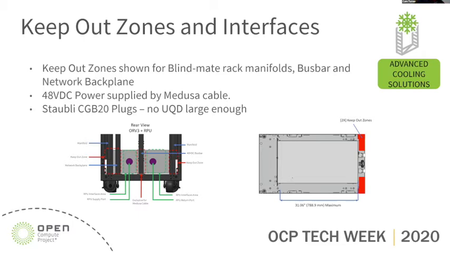So the keep-out zones that have been defined include the network backplane, the BlimeMate rack manifolds shown on each side, both the left and the right side there, as was discussed by Glenn earlier. The Open Rack V3 bus bar, and also a spot for the power Project Olympus PMDU unit. And then in the AC version, basically where the power sockets for the PSU are located, where the Open Rack V3 bus bar resides.